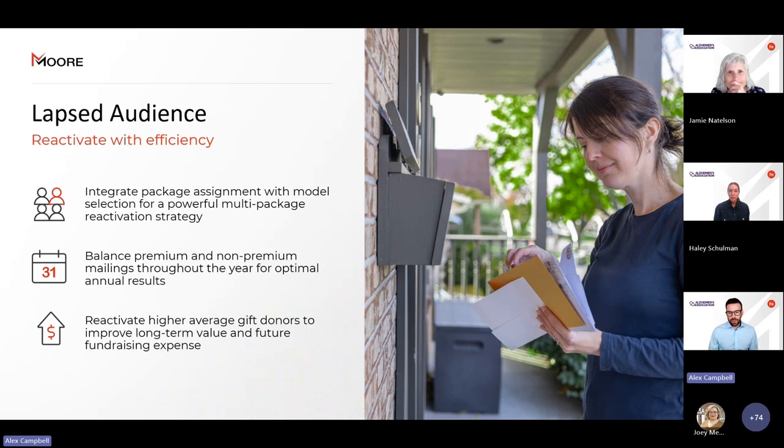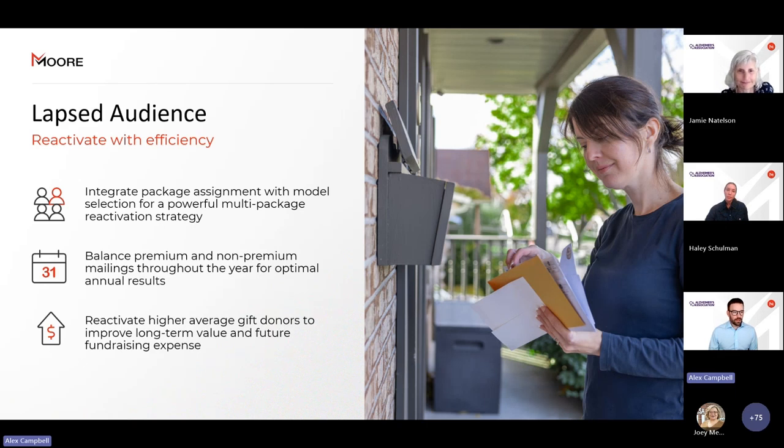And we like to look throughout a mail plan for an entire year and balance premium and non-premium mailings to get optimal annual results. So it is a much longer term view. And when there are existing multi package campaigns, we're optimizing those as well. And in getting more non-premium responders, we are also reactivating higher average gift donors to improve long-term value. And again, that future fundraising expense.